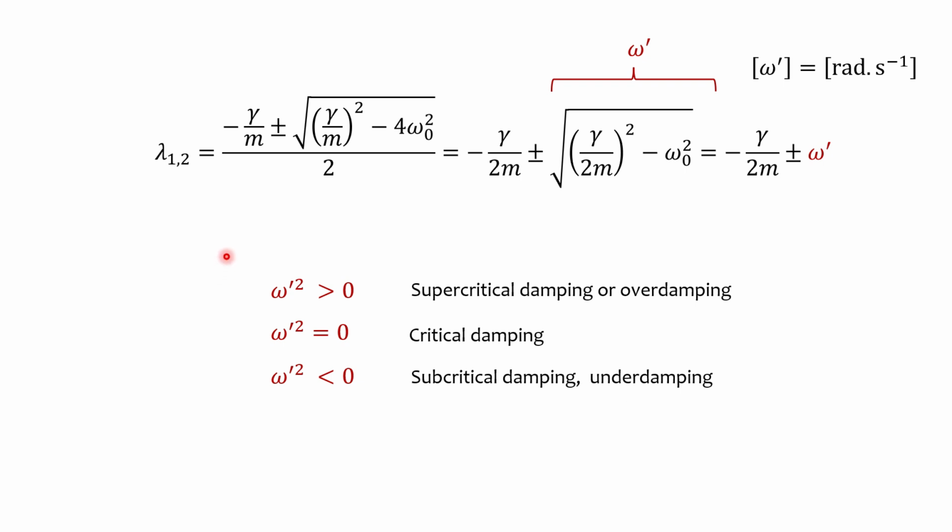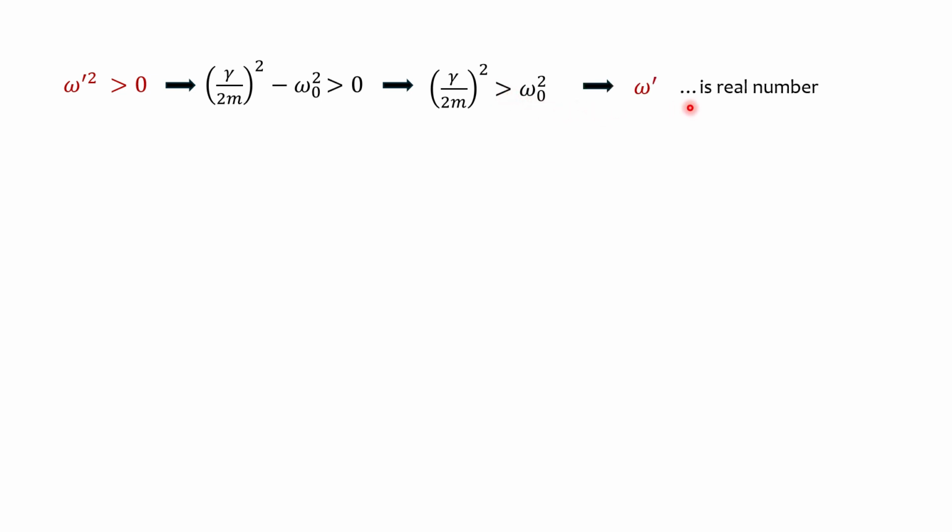The first case we discuss is supercritical damping. In this case, the expression under the square root, or equivalently omega prime squared, is positive. This inequality can be expressed in this form. We see that gamma over 2 times mass is greater than omega 0, which means that omega prime is a real number. The solution can then be written as a sum of real exponential functions.